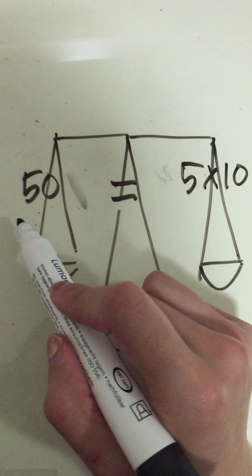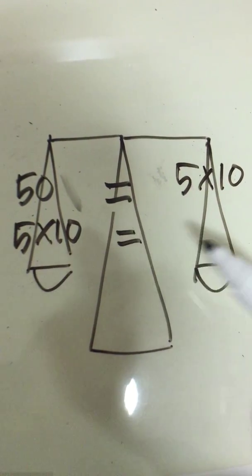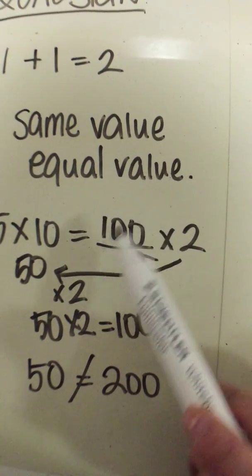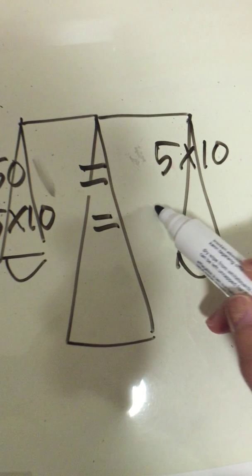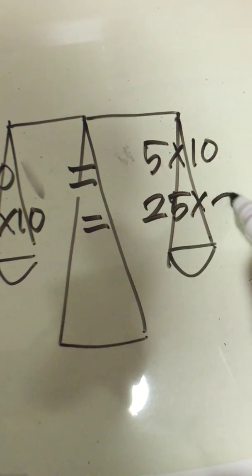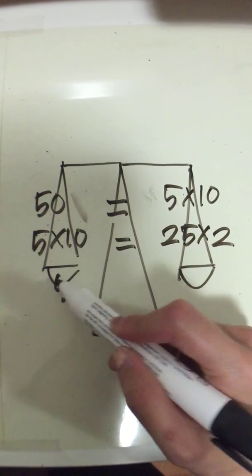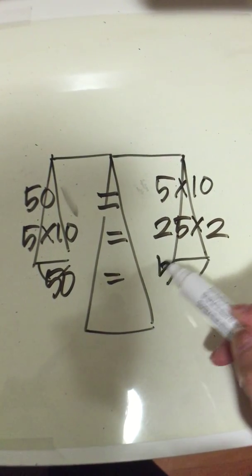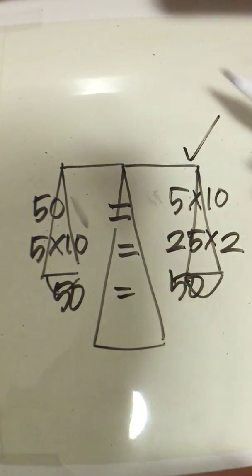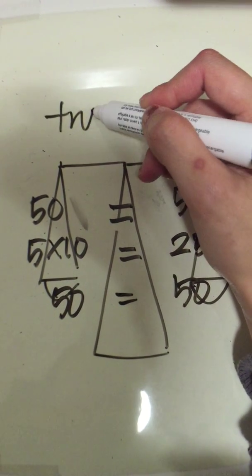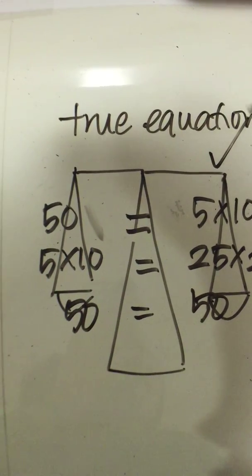And for example, you can even do 5 times 10 equals, and if we just work out the right answer of this, it would be 5 times 10, which is 50, 25 times 2. That is essentially saying 50 equals 50. Hence why this is what you call a true equation.